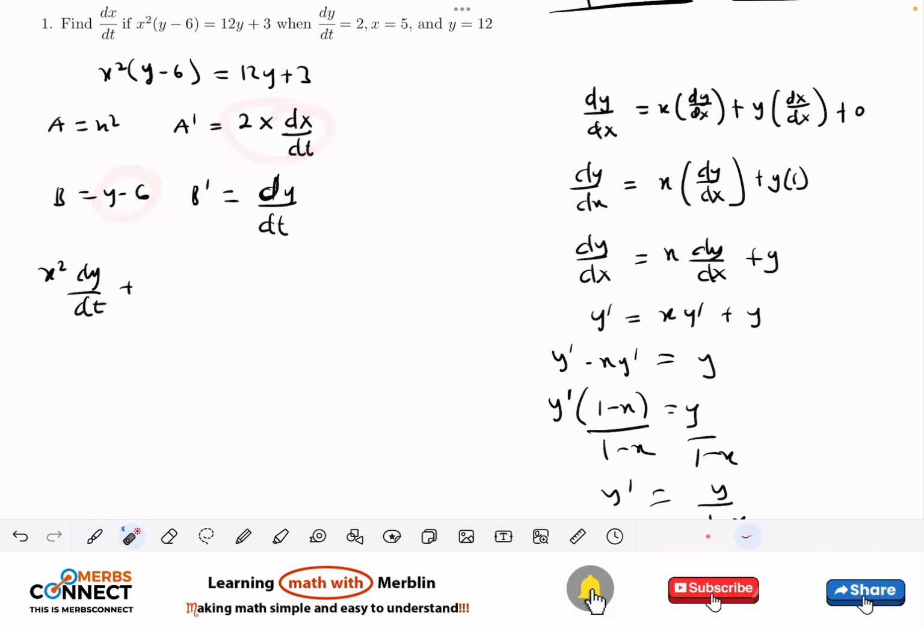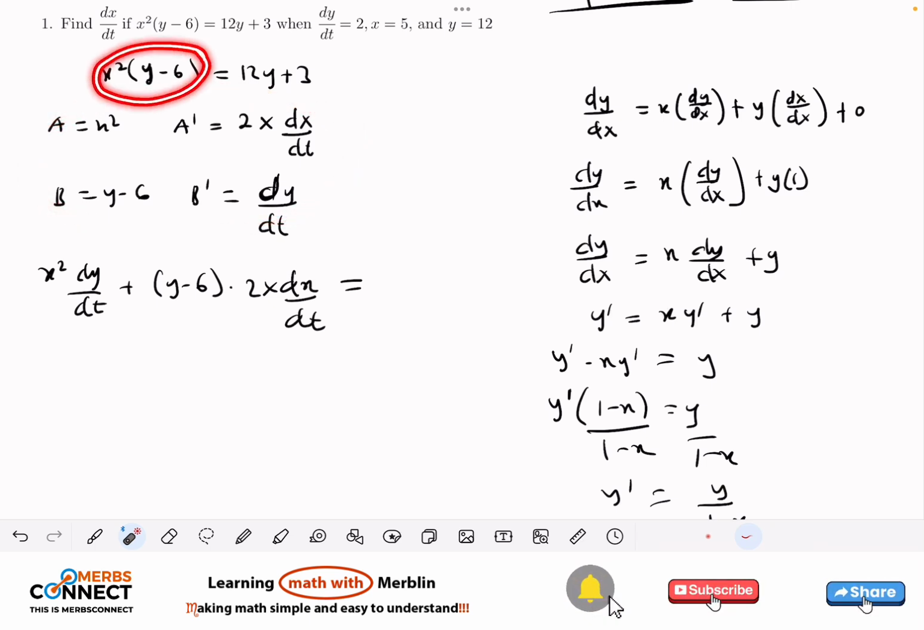So I'm going to have (y minus 6) times 2x dx over dt, which is equal to... So what I just did here, the product rule that I did here, was just for the left hand side. So which is equal to, I need to differentiate this.